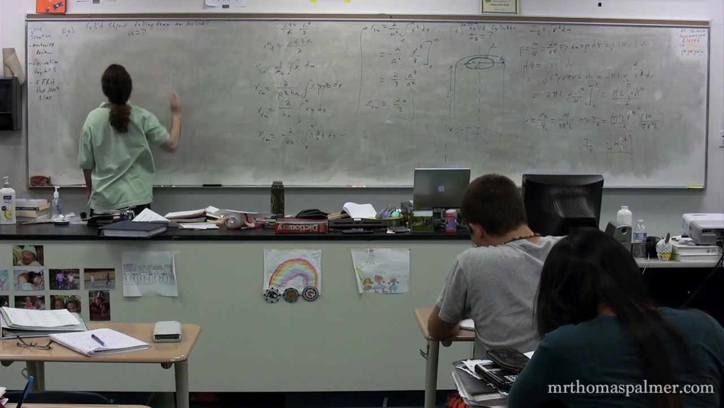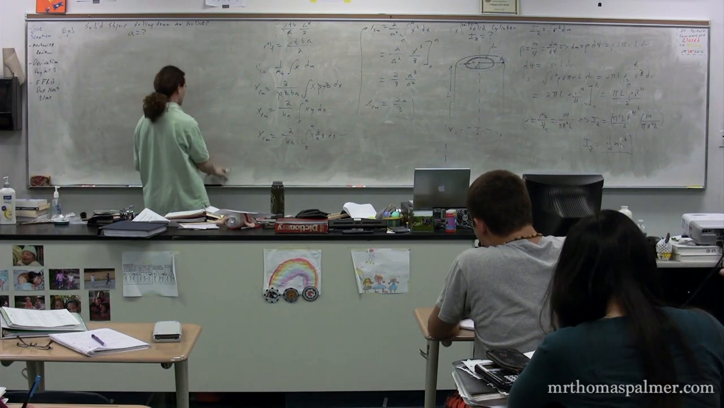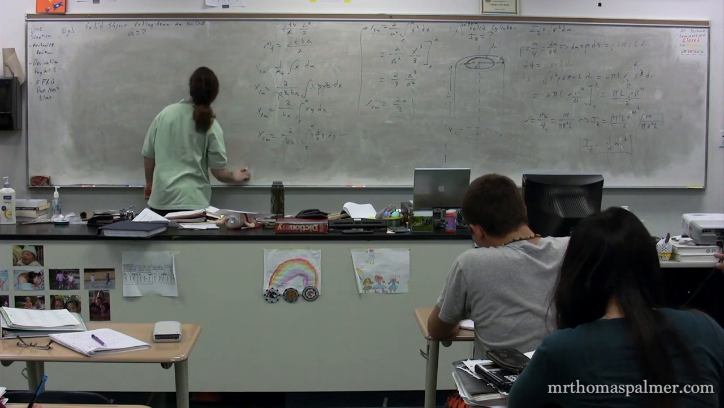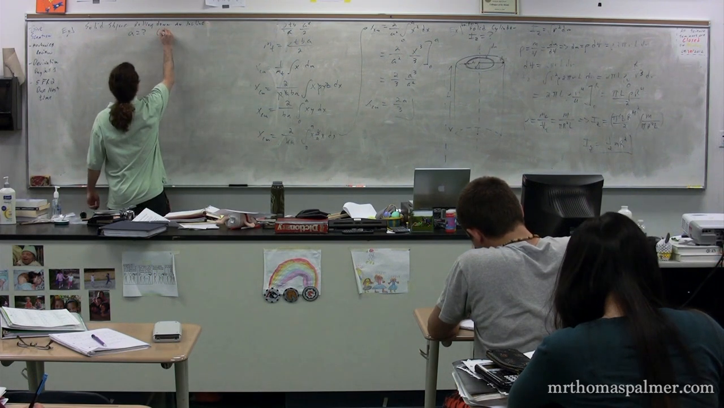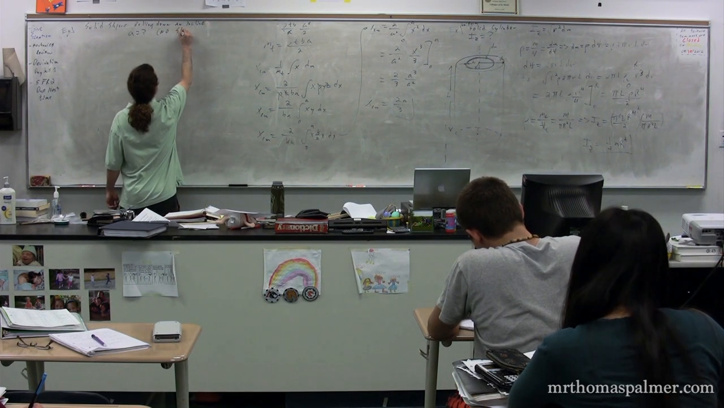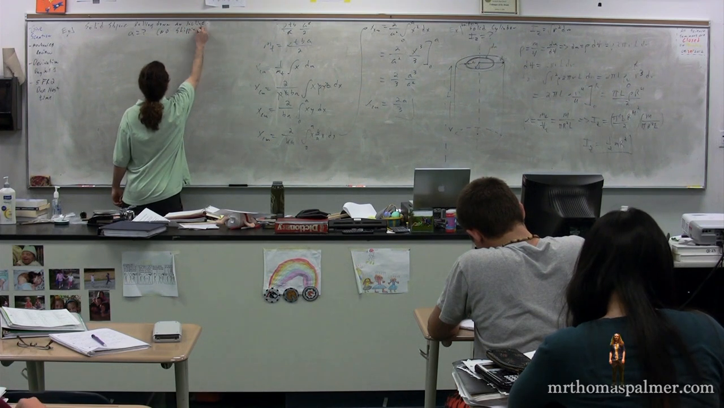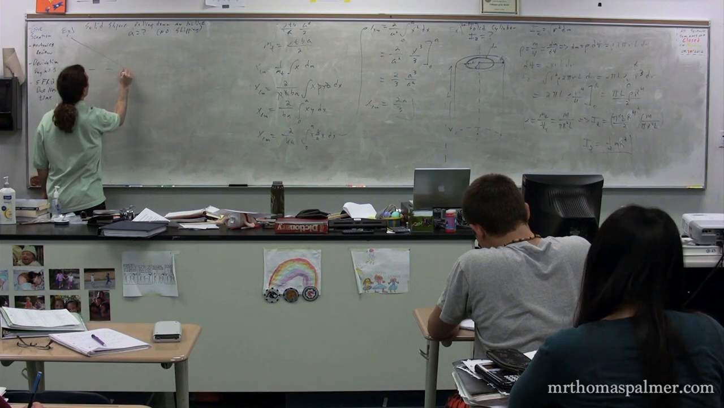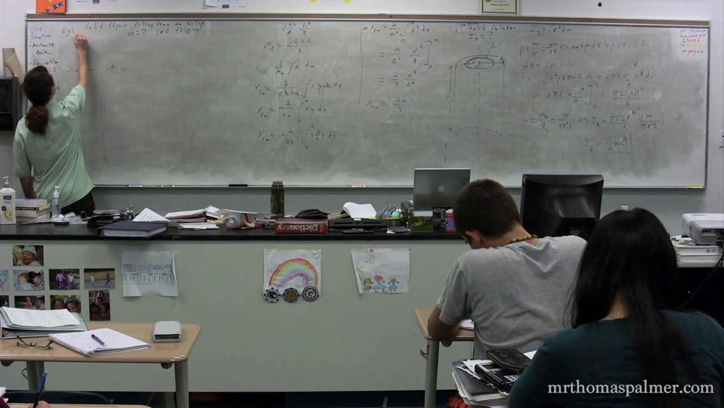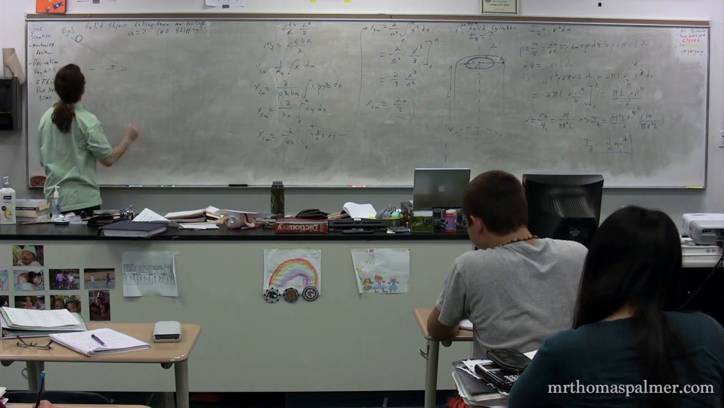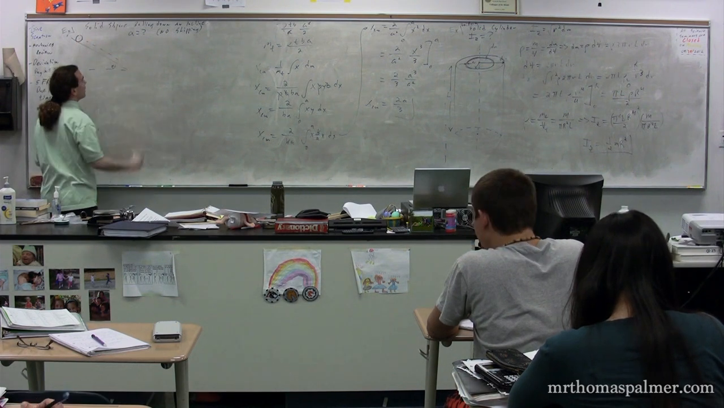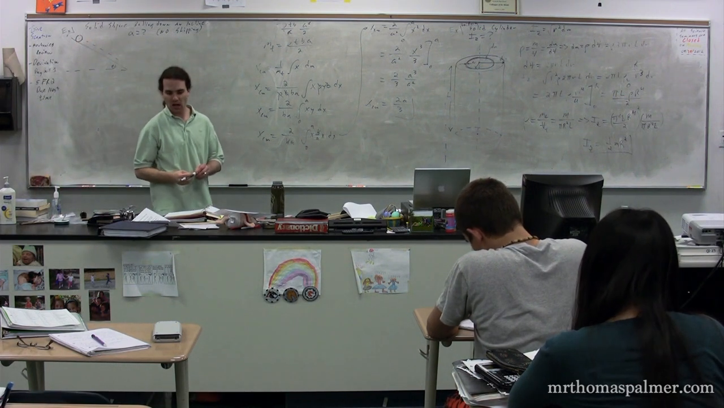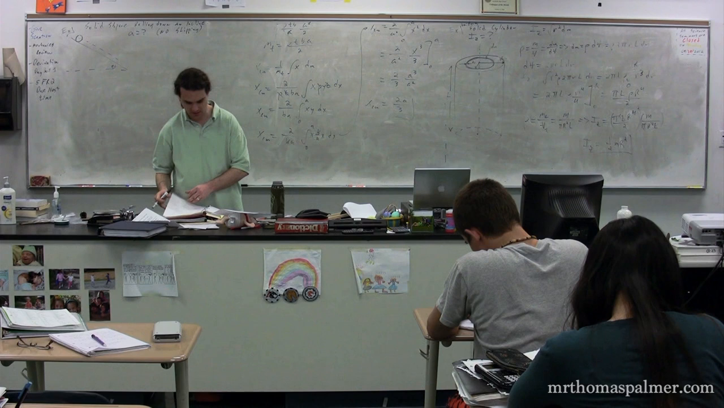Acceleration of a solid sphere rolling without slipping down an incline. So we have the solid sphere, which starts up here, and it's rolling down the incline. And I want to know, what is the acceleration of this object as it rolls down the incline?